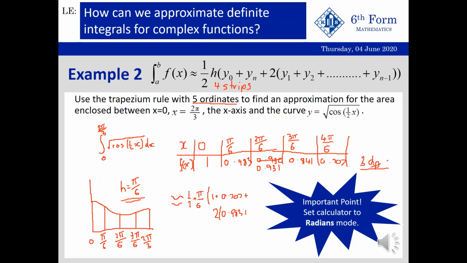0.983, 0.931, and 0.841. Important you put the double set of brackets into close at the end. So enter that into your calculator, and my answer comes out as being 1.889.